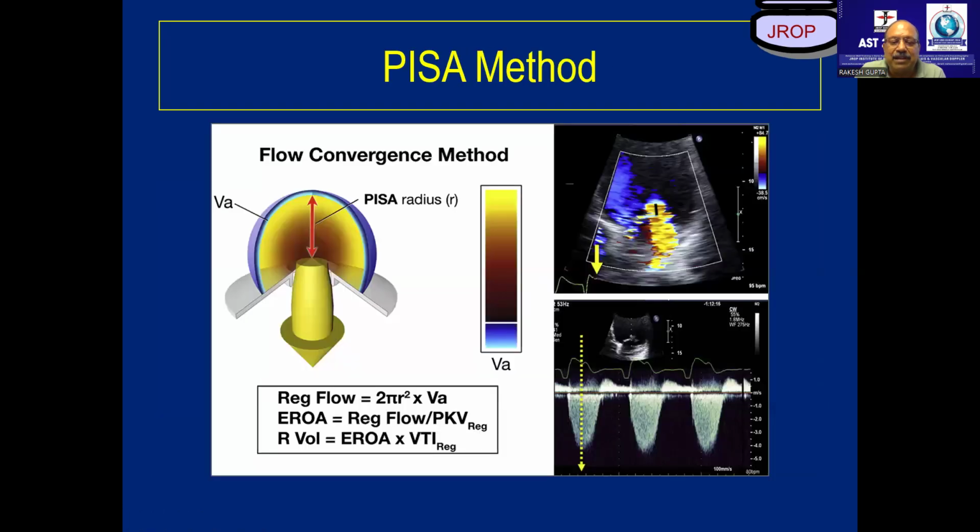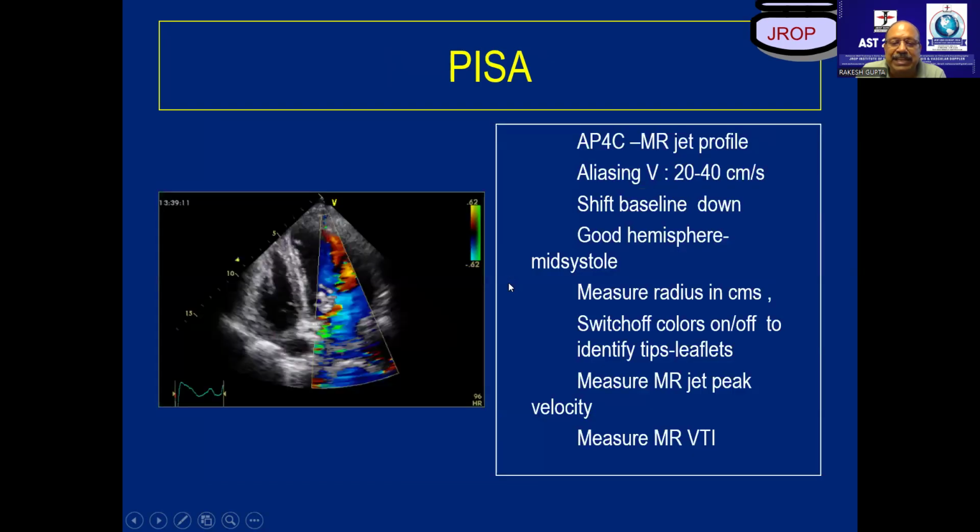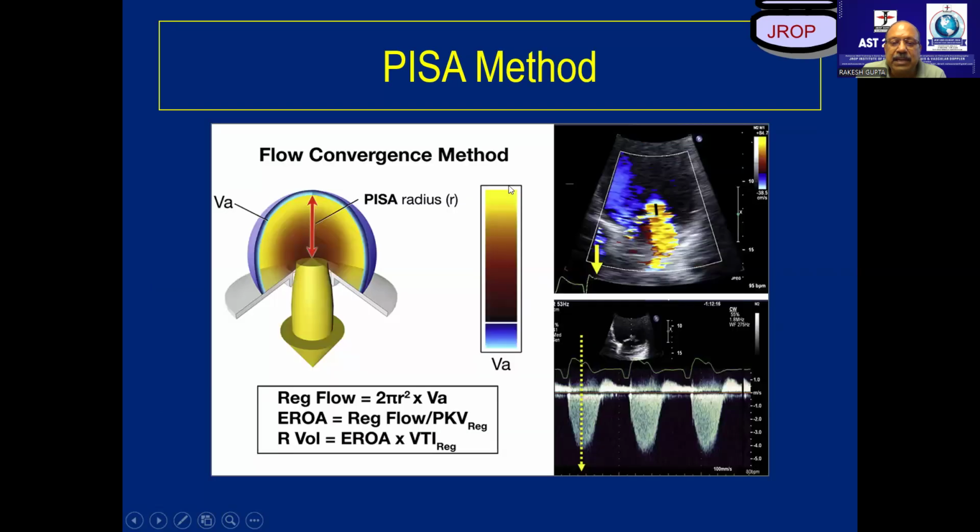How do we get velocity of aliasing? Velocity of aliasing, MR jet. Velocity of aliasing is this Nyquist limit. We move this Nyquist. Look, this is not the scale which we use regularly. Here this is 100 and this is only 20. So velocity of aliasing would be 20. Whatever value is seen over here will be the velocity of aliasing.